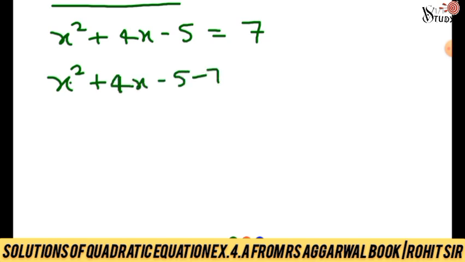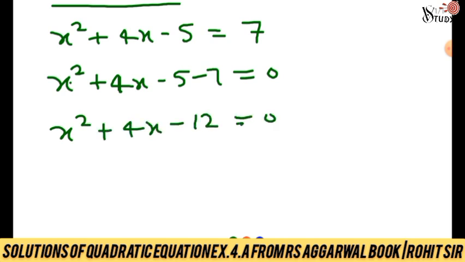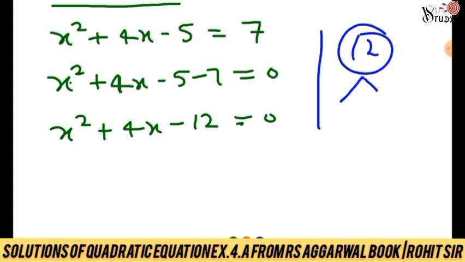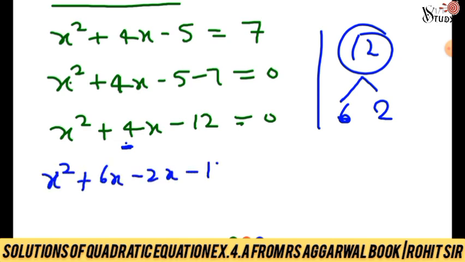Now x square plus 4x negative 12 is equal to 0. Now we have to find two factors of 12 whose subtraction is equal to 4. So 6 and 2 are the factors. So we have x square plus 6x negative 2x negative 12 is equal to 0. Now take x as common, x plus 6. Now 2 as common, we have x plus 6 again is equal to 0.